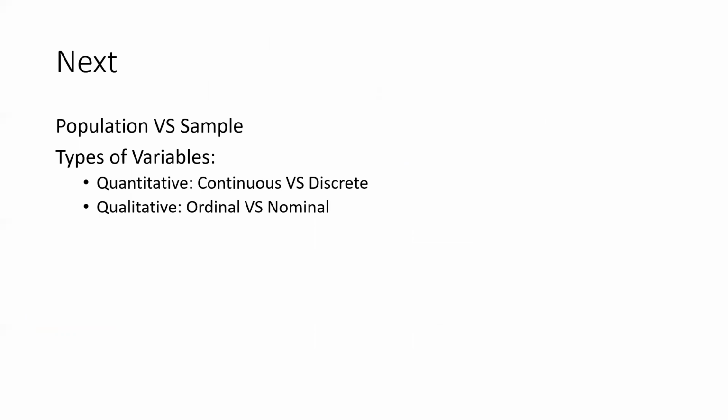Next, we will talk about the population and the sample, and we will classify variables into quantitative and qualitative, where we will discuss continuous versus discrete variables under the quantitative type or numerical, and under the categorical or qualitative type of variable, we will discuss the ordinal versus nominal variables.